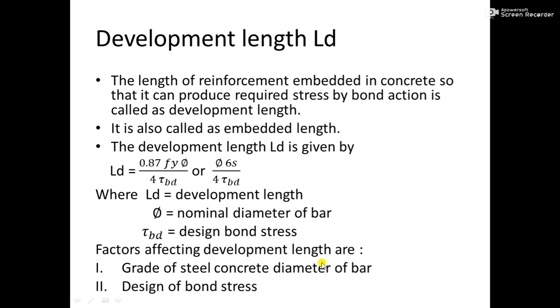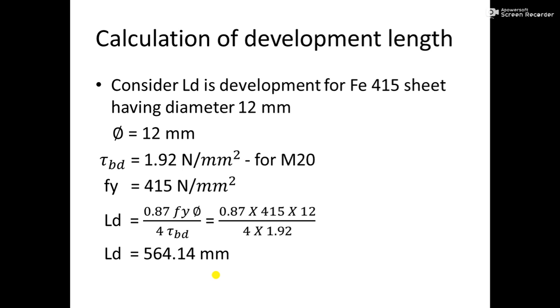Factors affecting development length are grade of steel, concrete, and diameter of bar. These are the factors acting on development length. The second one is design bond stress. Then, calculation of development length.